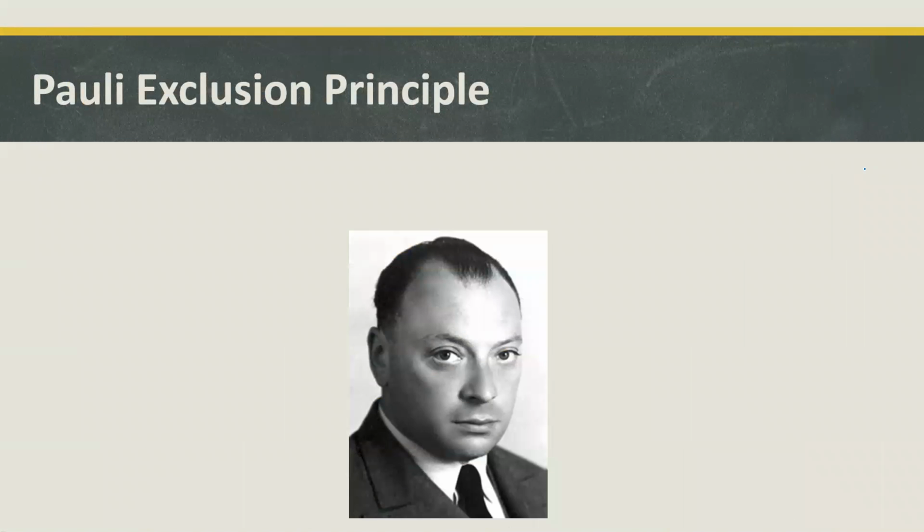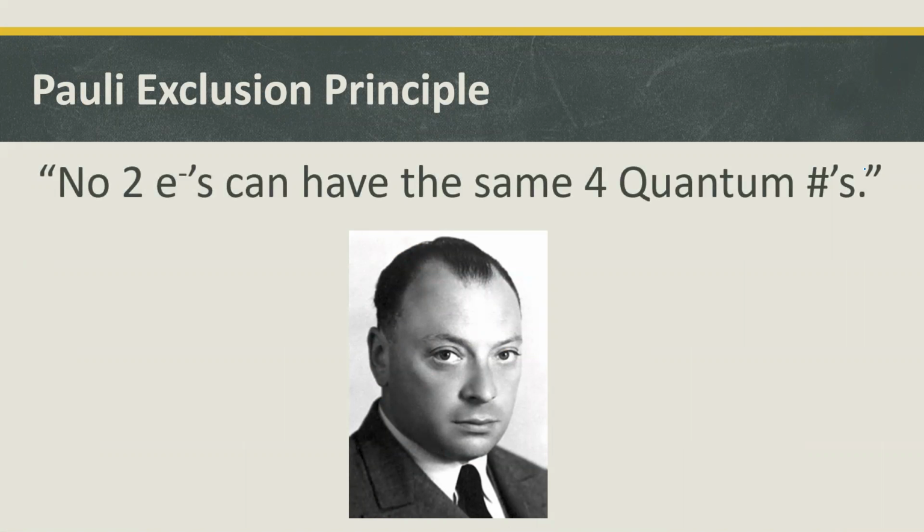Okay, moving on. Pauli exclusion principle. This man basically said that no 2 electrons can have the same 4 quantum numbers. No 2 electrons can be in the exact same level, in the exact same sublevel, in the exact same orbital, rotating the exact same direction. If they are in the same level, sublevel, and orbital, they have to at least be spinning the opposite direction. So that's the Pauli exclusion principle.